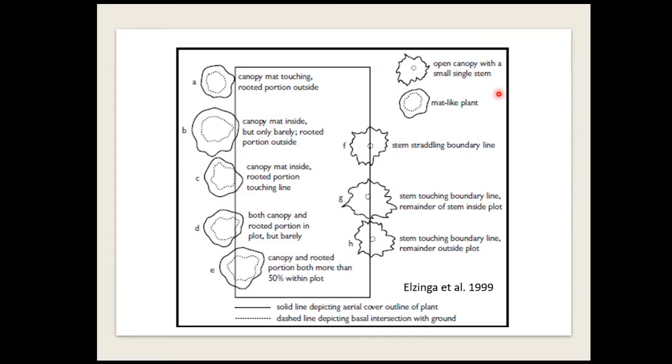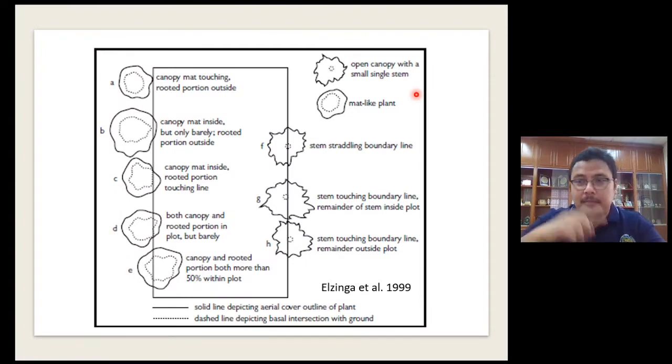Okay, how will this be addressed? Which plants should be considered within the plot? First of all, try to avoid using the outline of the canopy as the boundary, like this one, because changes in canopy will affect the density measures and increase the complexity of the interpretation.